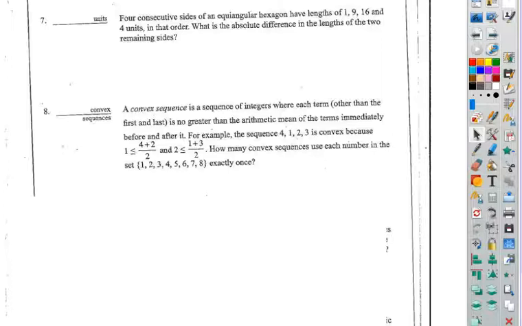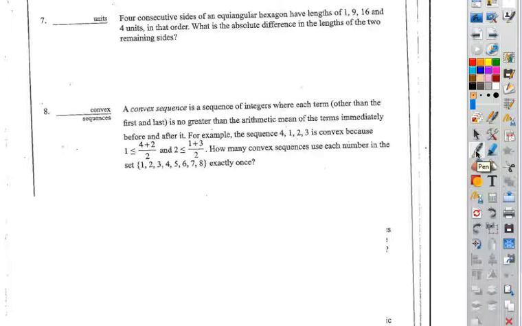So in other words, I'm going to take the value of the term to the left and to the right, I'm going to average them, and so the term in the middle has to be that average or less. That's how it goes. The reason why the first and last number don't matter is because there's no number preceding the first number, there's no number after the last number, so you can't have an average there. It just doesn't make sense.